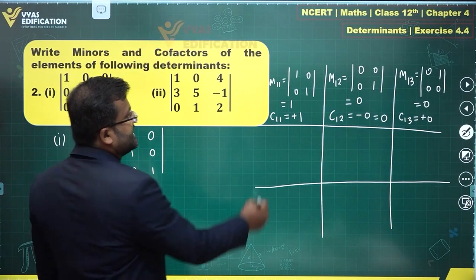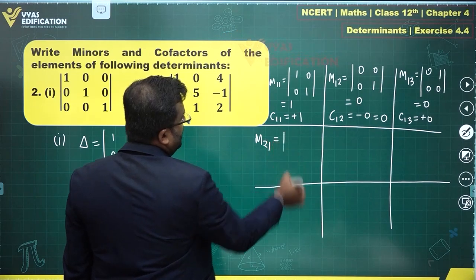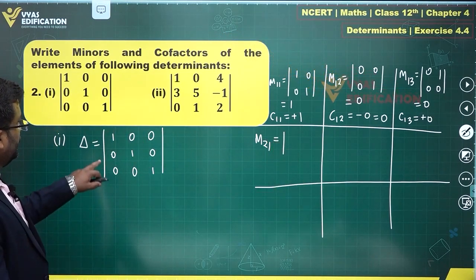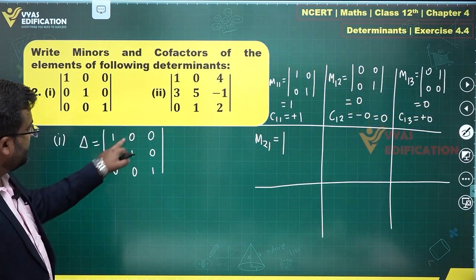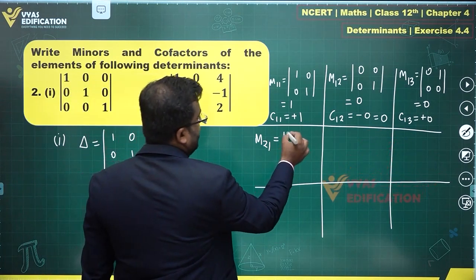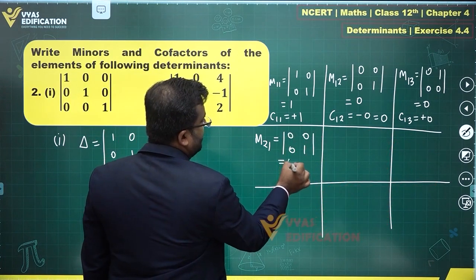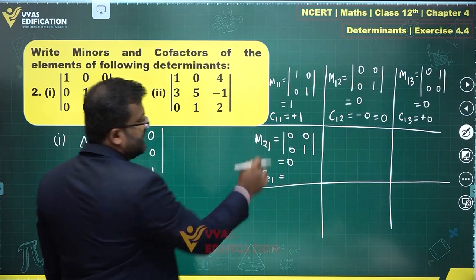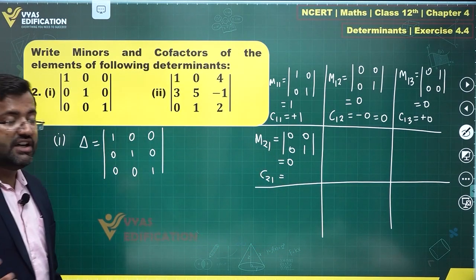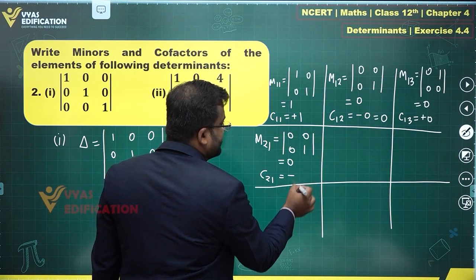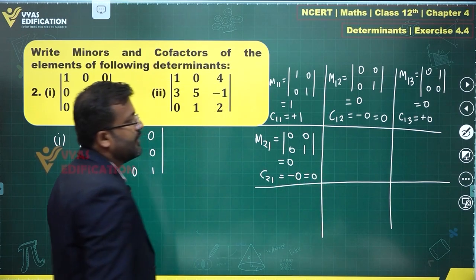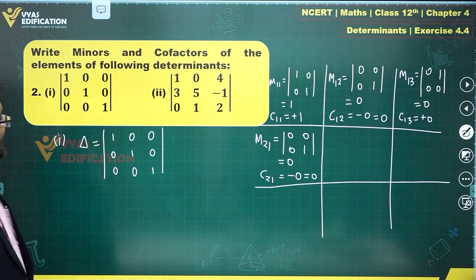Next, let's find this M21. What is that? This will be second row and the first column. Let's eliminate them. 0 0 0 1 is what I'll get, and this will be again 0. C21, as you can see, will be minus 1 power 2 plus 1, that's 3. That will be an extra minus 0, which will be simply 0. Is that okay? Yes.